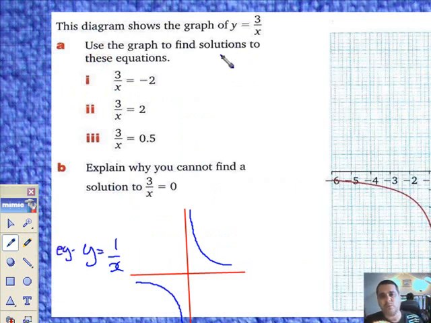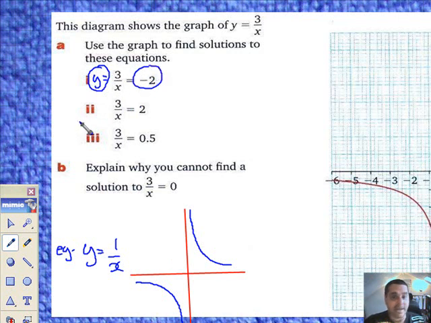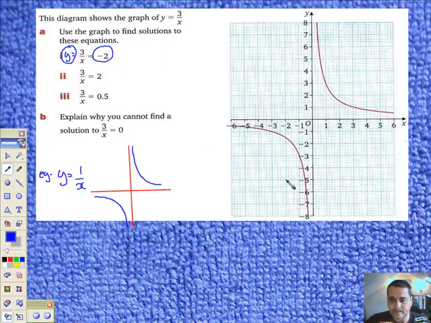And here we've got the graph of y equals 3 over x. Straightforward really, and we've got to use the graph to find the solutions to these equations. x over 3 equals minus 2. So I've got the graph of y equals x over 3, and where does x over 3 equal minus 2? Answer, where it crosses the line y equals minus 2. So here I go. The line y equals minus 2 is right there, so let me just put it in quickly.